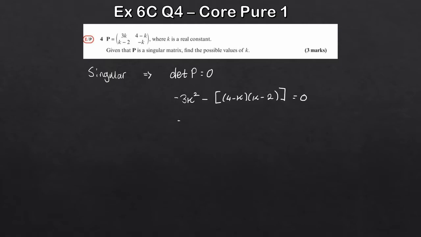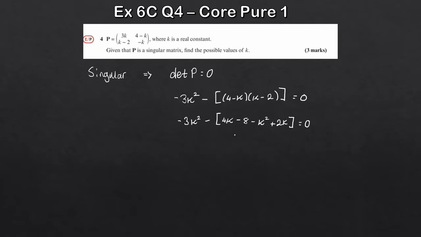So let's just simplify here. So this is minus 3k squared minus, so let's expand these brackets now. So I'm going to get 4 times k, 4k, 4 times minus 2, so that's minus 8, minus k times k, so that's minus k squared, and then finally minus k times minus 2, that'll be plus 2k. And that's all equal to 0.